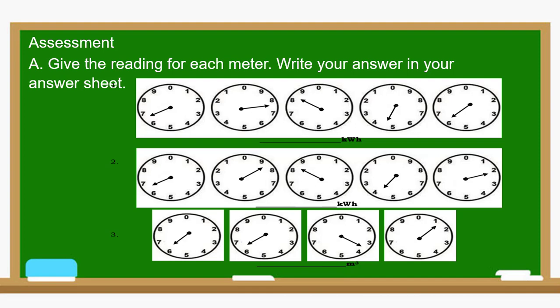Assessment. Give the reading for each meter. Write your answer in your answer sheet. Number 1. Blank kilowatt hour. Number 2. Blank kilowatt hour. And number 3, blank meter cube.